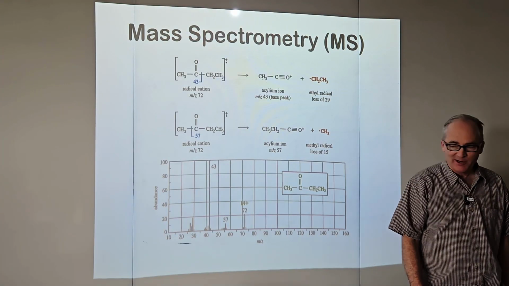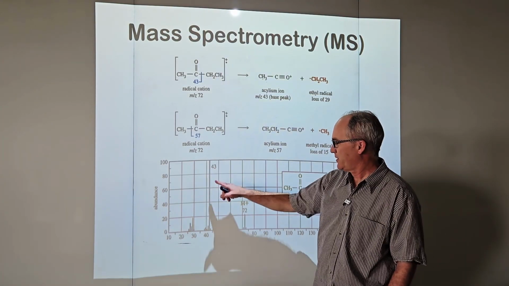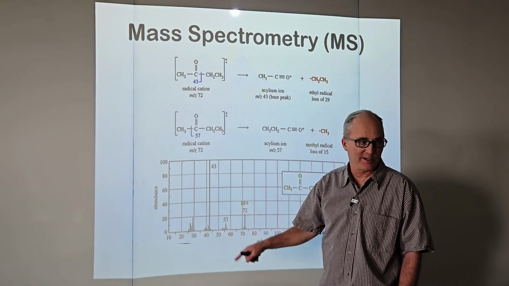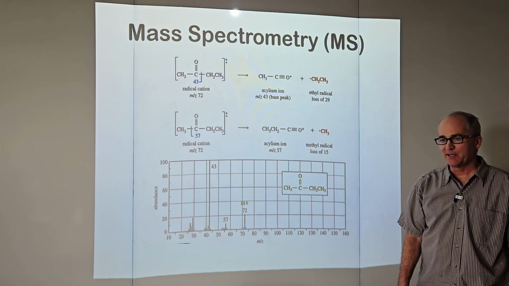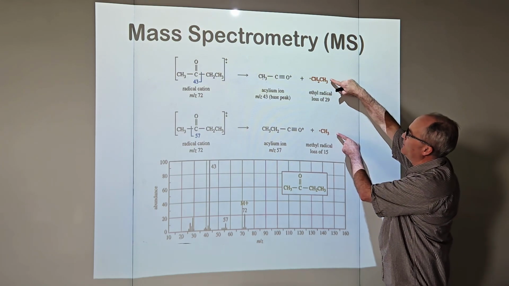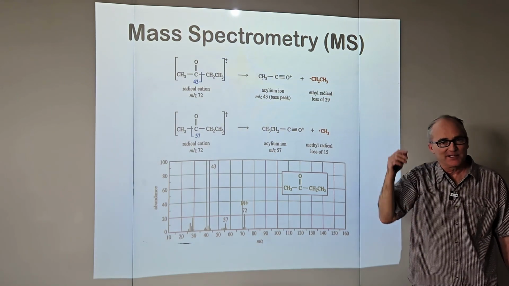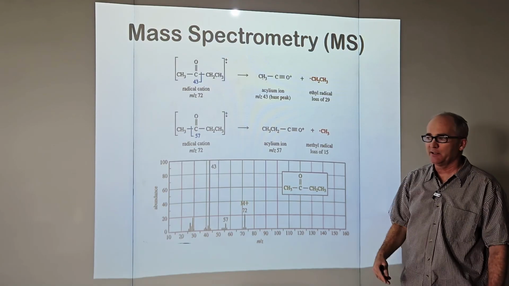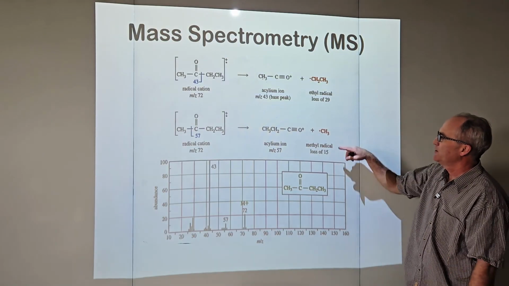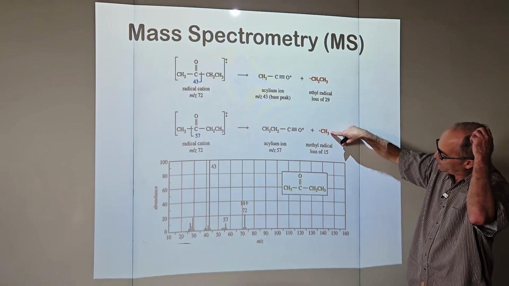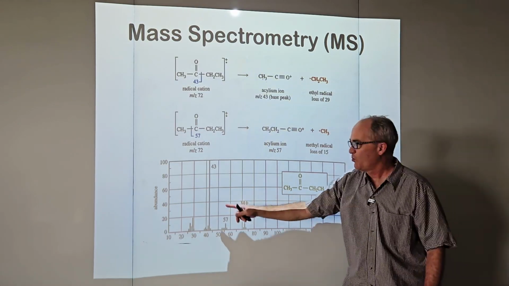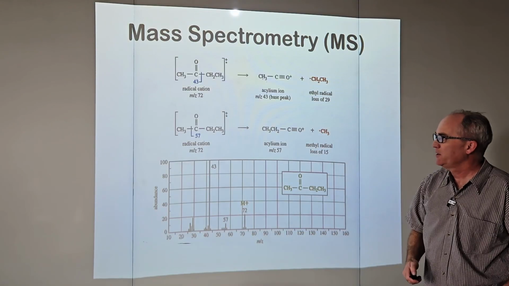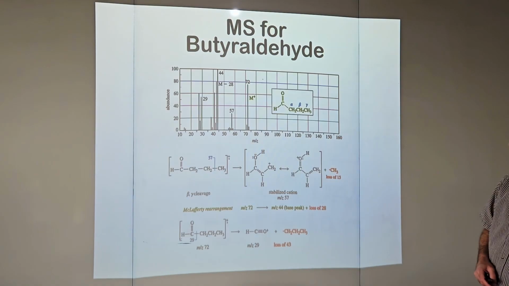So for fun and no prizes, why is this peak higher than this peak? Why is 43 the base peak and not 57 the base peak? Absolutely. Think back to your cation stability, and the radical stability follows the same rules. Not a very stable radical, primary radical, a lot more stable. So there's why you get your base peak there at 43.